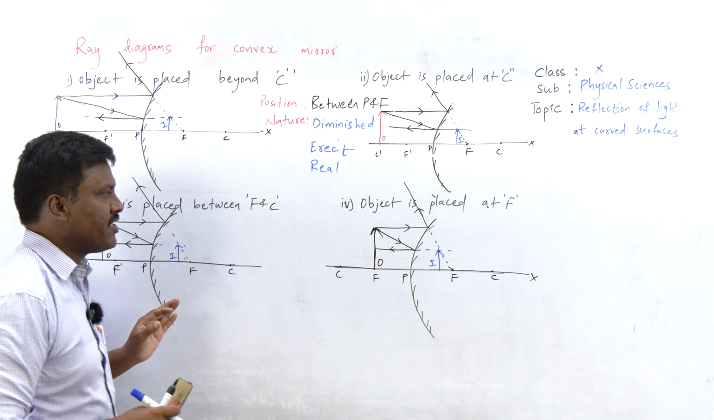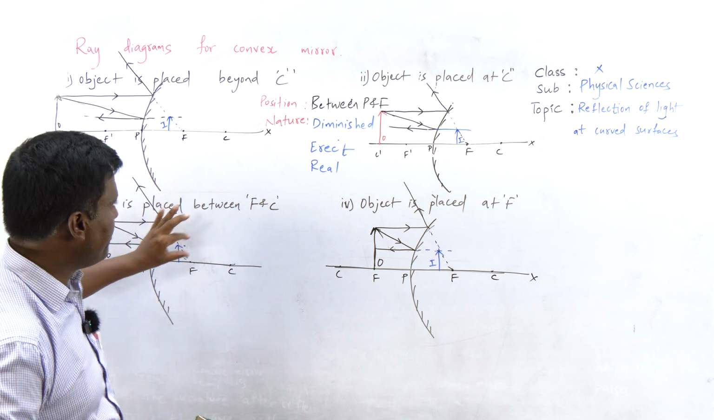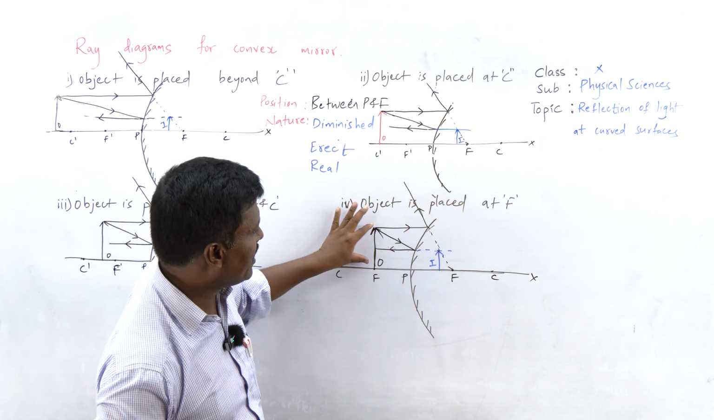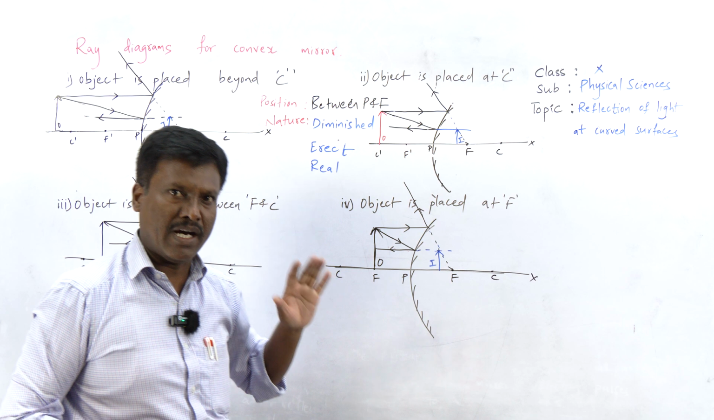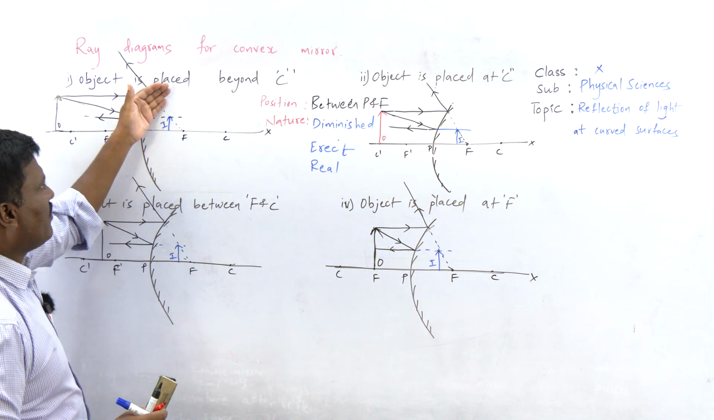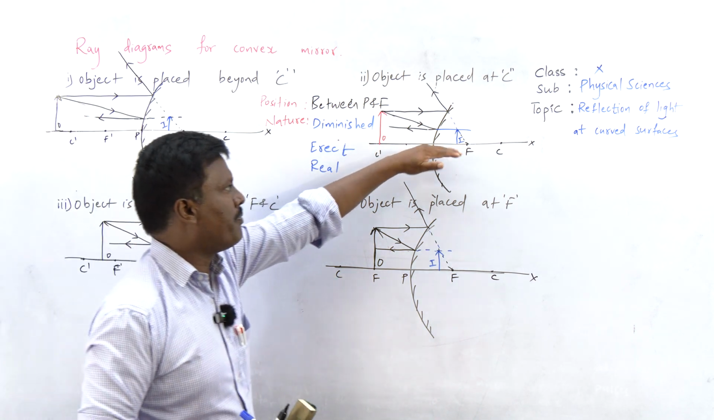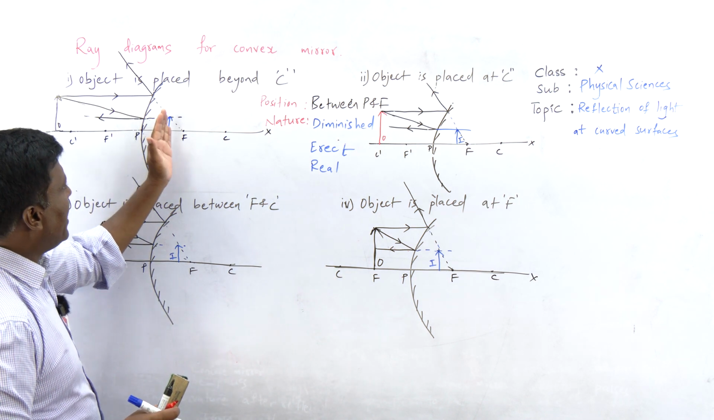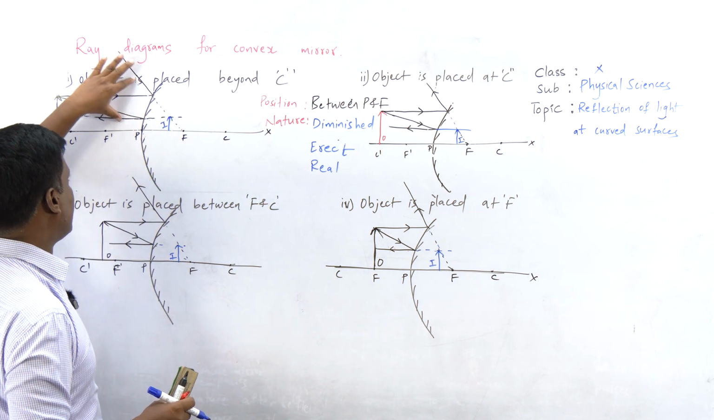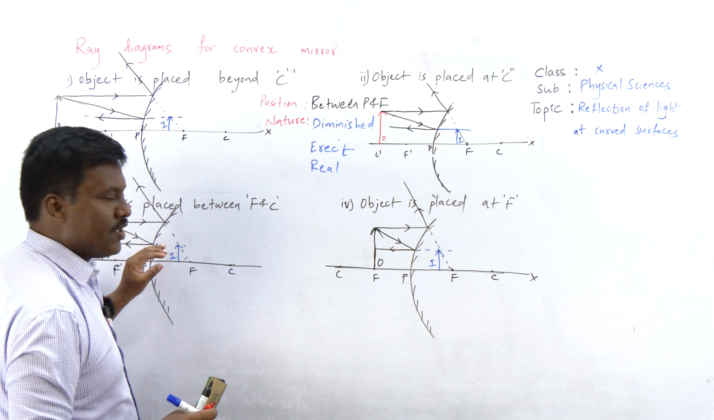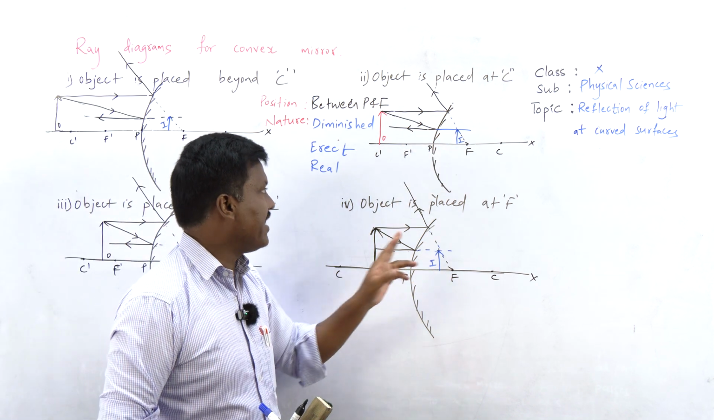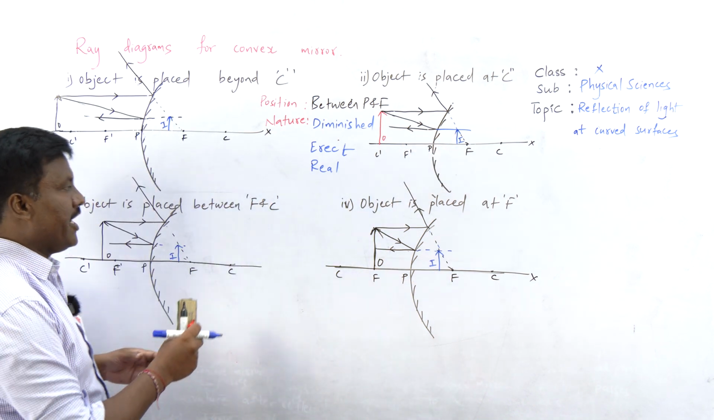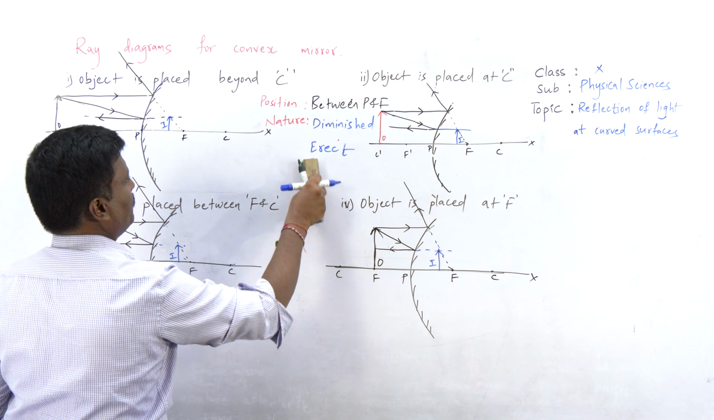And what are the characteristics of the image? Diminished. Compared to the size of the object, the image is always smaller. The image always forms above the principal axis, so erect. The image always forms behind the mirror due to the divergence of the reflected light rays. So the image is always real. Sorry, the image is virtual.